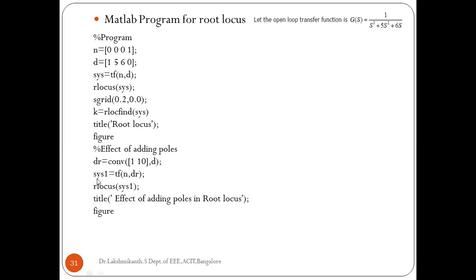So for this new transfer function, system 1, try to obtain the transfer function. This will give me the root locus sketch after the addition of poles. You can calculate the breakaway point and the intersection point on the j omega axis, and see what is the effect on the stability of the system.